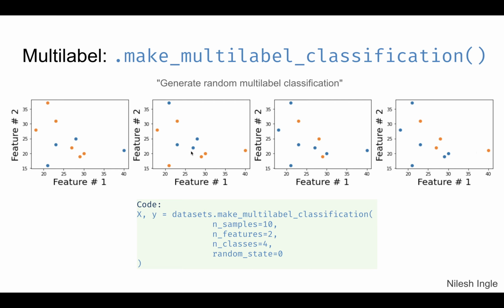So we have the y values. There are 4 different y values for the same 2 features. What I've done here is plotted those y values with different colors in each of these 4 plots for the same feature data points. As you can see, these are orange for a particular set of y values, and then this becomes blue for another set of y values.